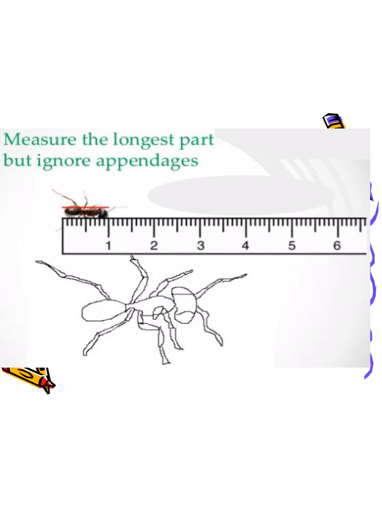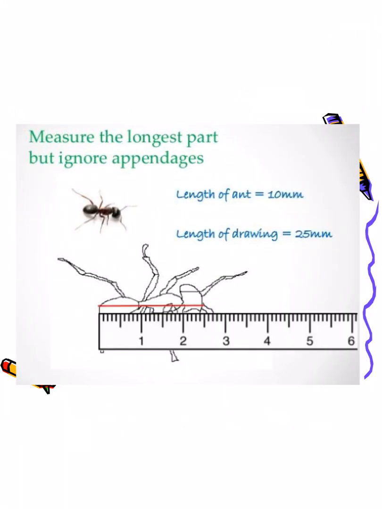So now let's measure the length of the body of the real ant. If you count it in millimeters, you can count it as 1, 2, 3, 4, 5, 6, 7, 8, 9, 10. So the length of the body of the real ant is around 10 millimeters. However, let's measure the length of the body of the magnified ant. If you count them, you can get here 10 millimeters, 20 millimeters, to be around 25 millimeters.